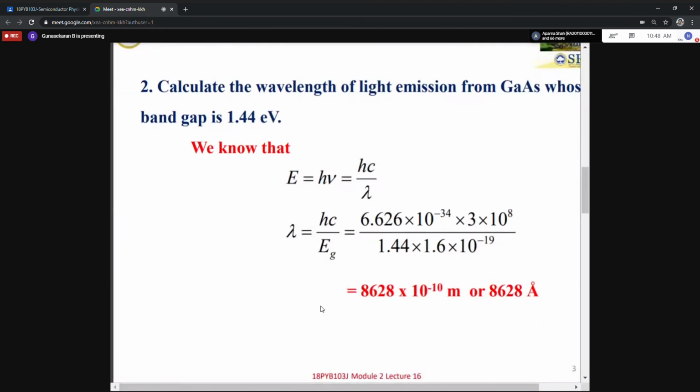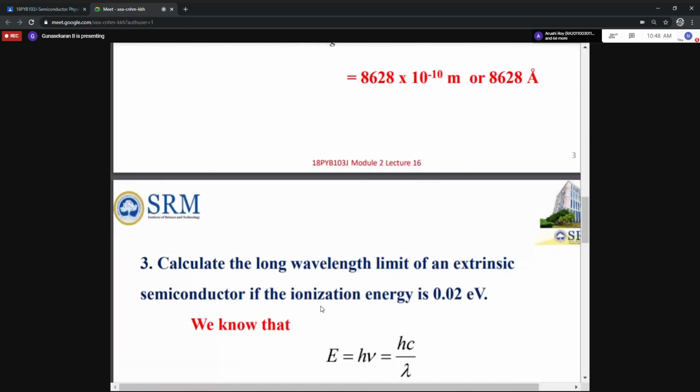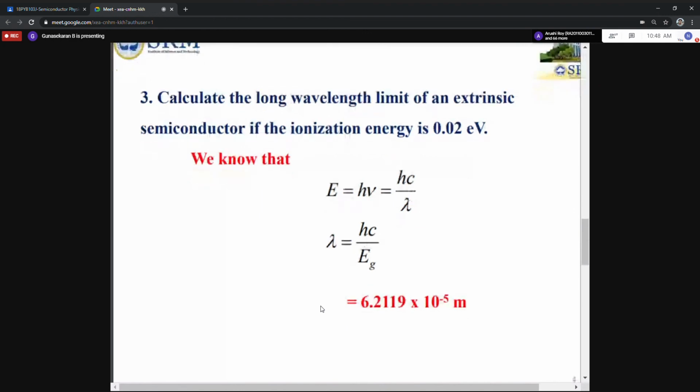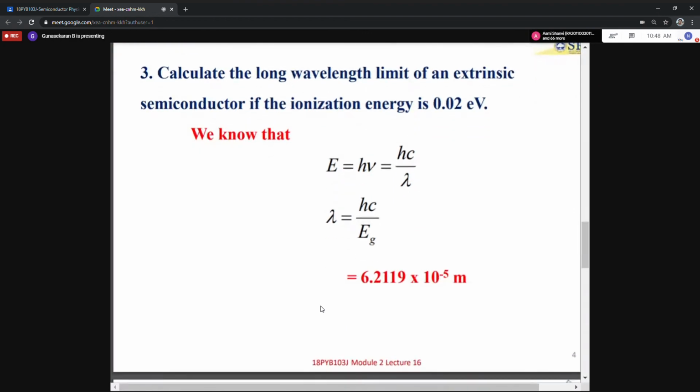And 3, again they are using the same. Calculate the long wavelength limit of the extrinsic semiconductor, and the ionization energy is given, that is 0.02 electron volt. Again, you substitute the values here and tell me. So what is that? It is 6.2 into 10 power minus 5 meter. That is very large, of the order of 62,000. I think you take 4 more digits: 62,119 nanometer. So that is very long wavelength side.